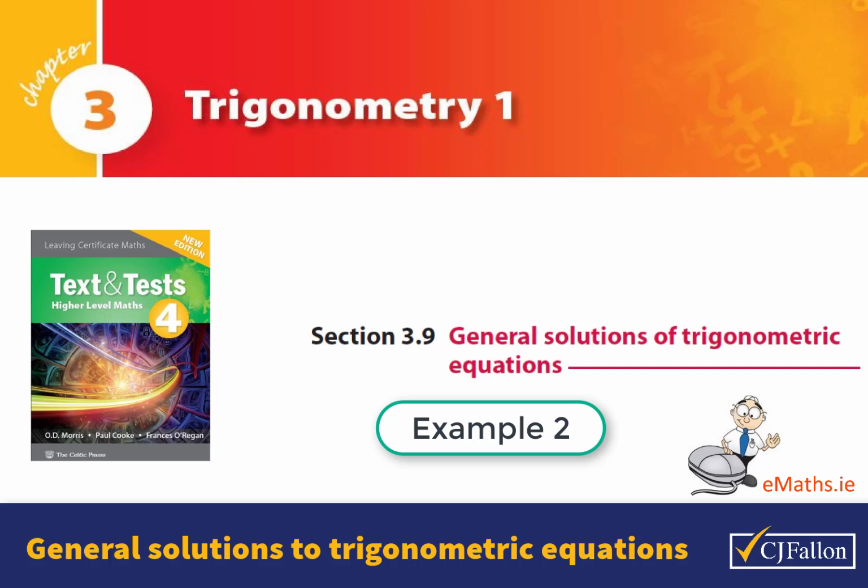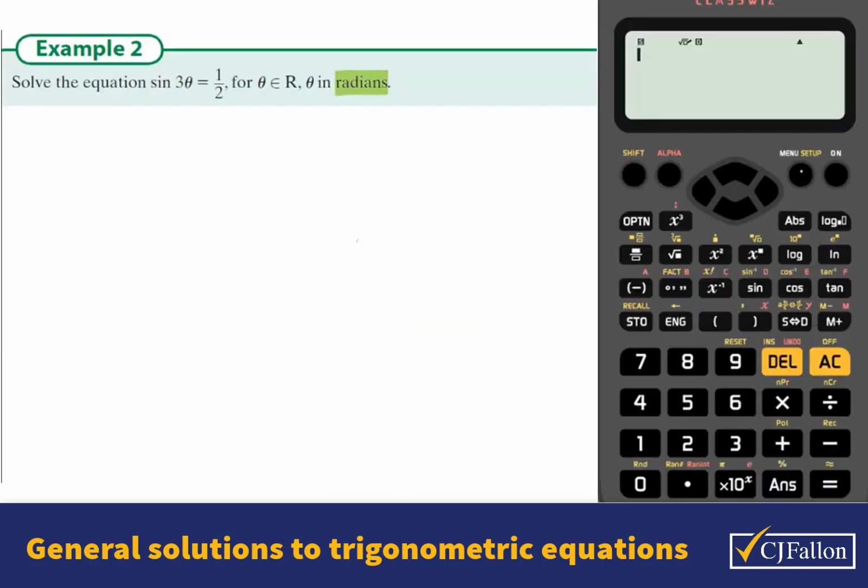Solving trigonometric equations. It's a Leaving Cert higher level question. We've been asked in this example to solve the equation that sine 3 theta is equal to a half. It's in radians. I'm going to set the calculator in radians at the start, so I'm ready for this question too. There are an infinite number of solutions to this question because sine goes on forever and it's an open domain. We could find one solution quickly enough by using sine inverse of a half divided by 3.